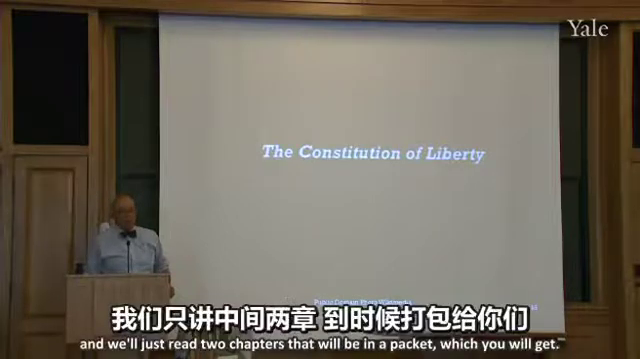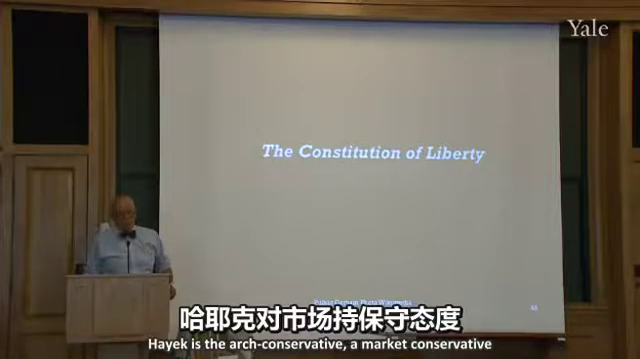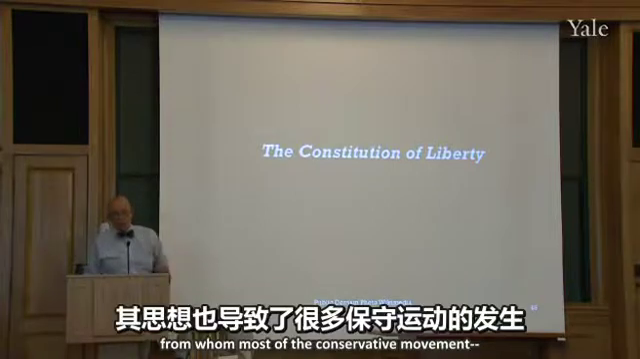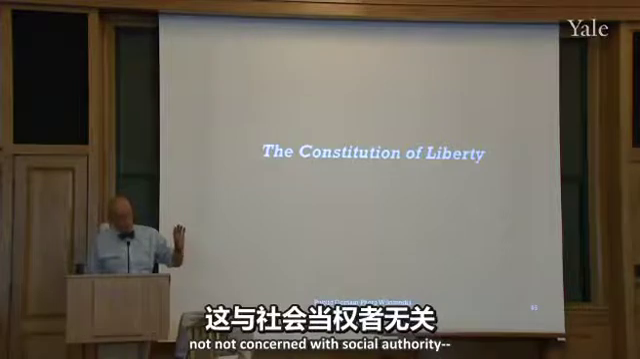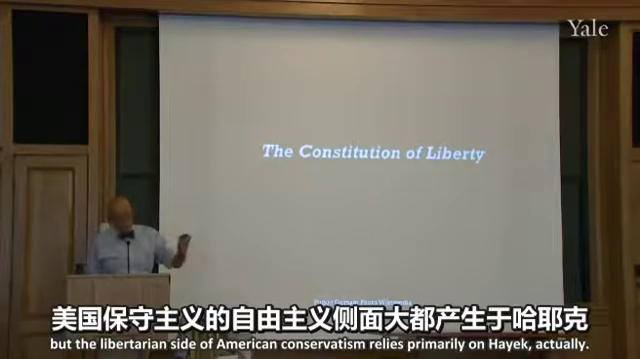The Constitution of Liberty is by F.A. Hayek, and we'll just read 2 chapters. They'll be in a packet which you'll get. And Hayek is the arch conservative, the market conservative, from whom most of the conservative movement, not concerned with social authority, but the libertarian side of American conservatism relies primarily on Hayek, actually.